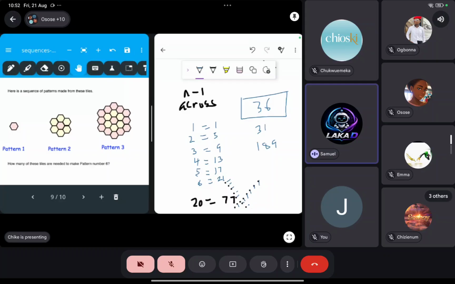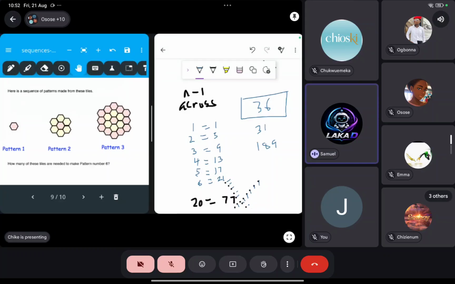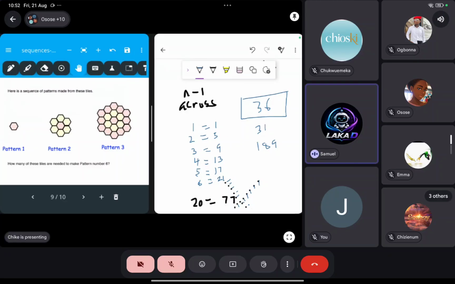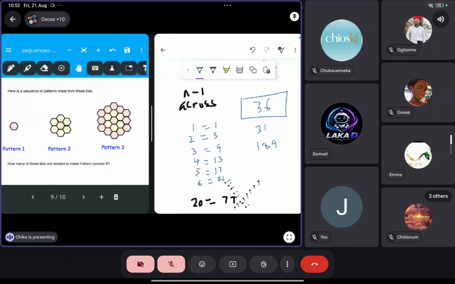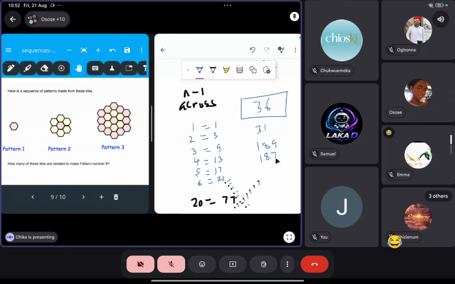So I go with Emeka. 139. I go with Emeka. 100 and what? 139. 189, sorry. Okay, how did you arrive at 189? Sorry, sir. It's 187, not 189, for adding. Yeah. 187. Okay. Yes.